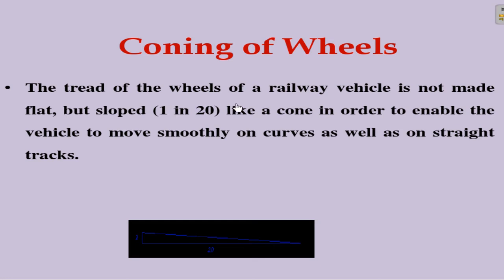The thread of the wheel of a railway vehicle is not made flat. Flat means it is not exactly made in a rectangular shape, but it is sloped, and that slope is 1 in 20. 1 in 20 means 1 vertical and 20 horizontal. This sloping is given, like a cone, in order to enable the vehicle to move smoothly on curves as well as on a straight track.